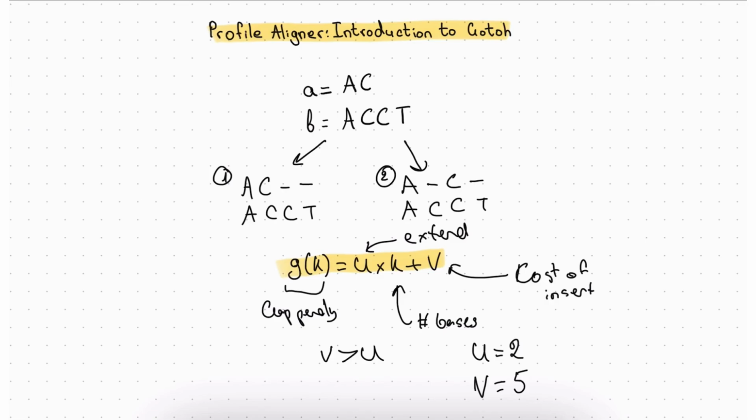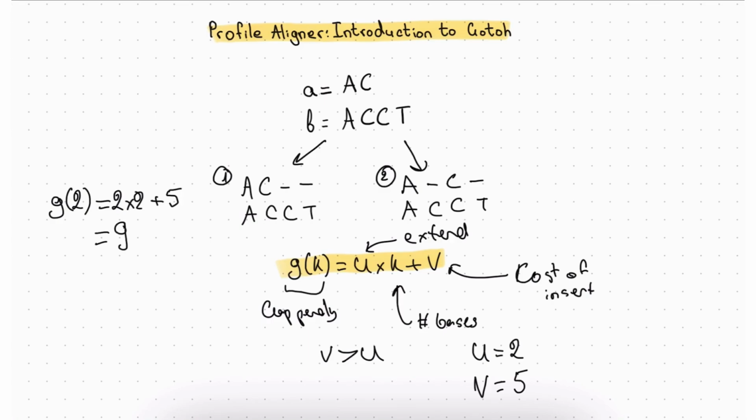In the first alignment, we have a single gap, and there are a total of 2 bases that are in gap. So we are looking for g of 2. And this would be 2 times 2 plus 5. So now we have the gap penalty for alignment 1 is 9.